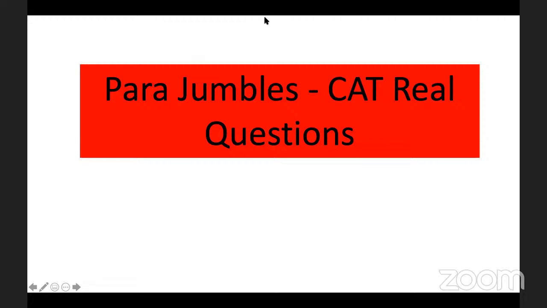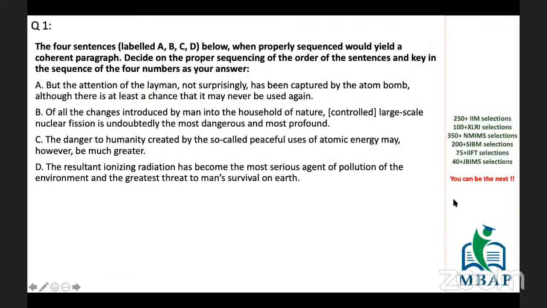Okay, so let's solve some real-time questions of CAT. This is how a parajumble question looks like. In CAT, there are no options available, because options actually make it a little easier for students to identify the correct answer. So from some previous years, they stopped providing answers. All you have to do is type that answer. You have to come up with the correct sequence.